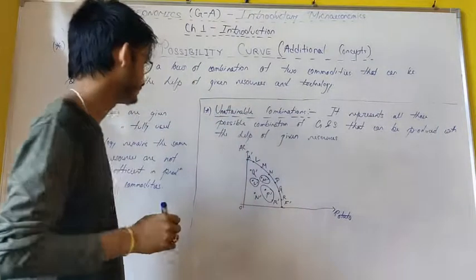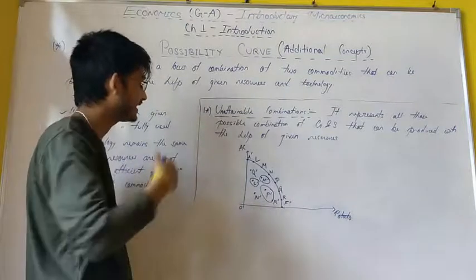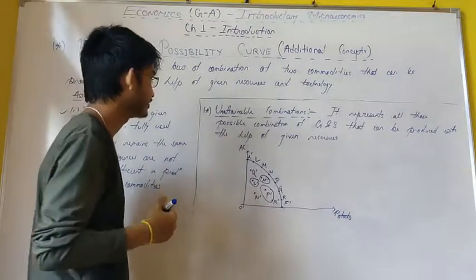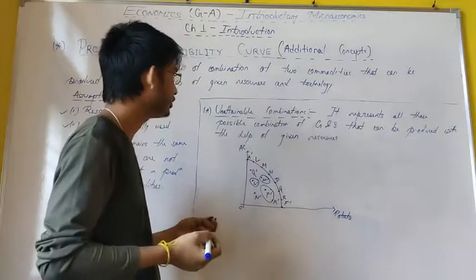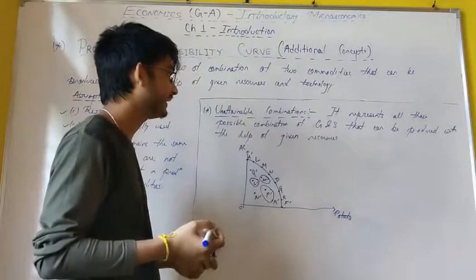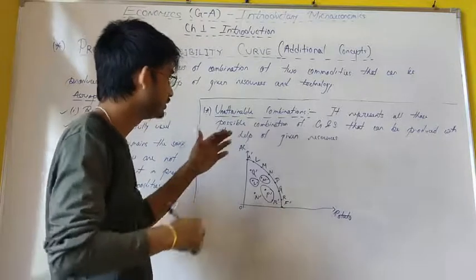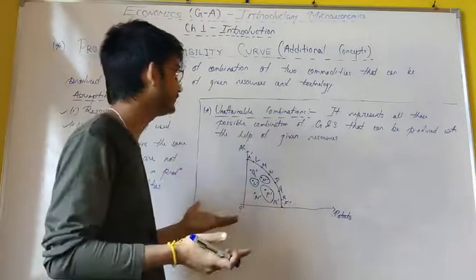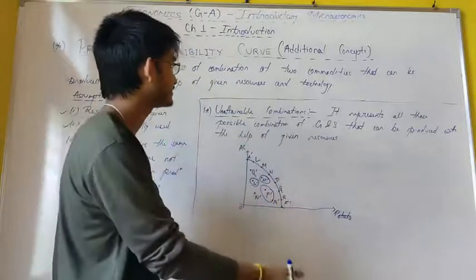Unattainable combinations. So it is kind of the exact opposite of attainable combinations. Attainable combinations represent all those possible combinations of goods and services that can be produced with the help of given resources. Now we just need to reframe this attainable combination definition in the opposite sense.